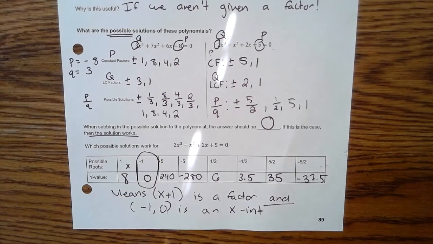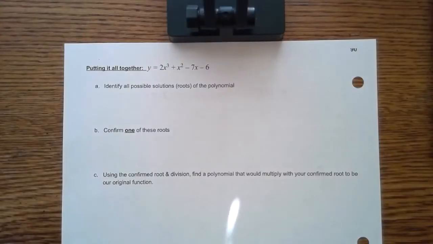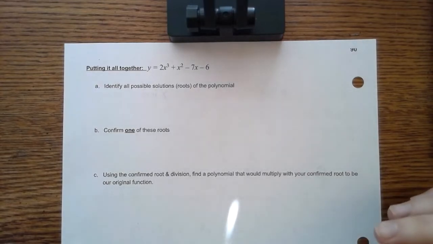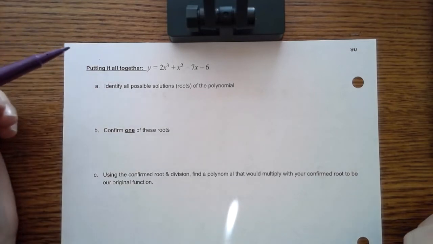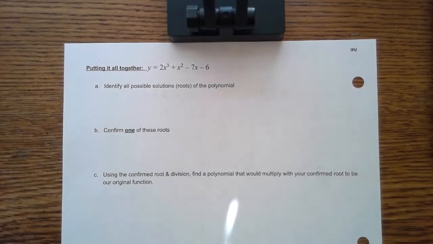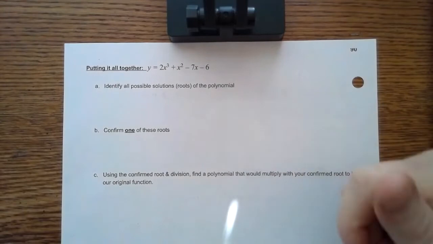Okay, let's move on. Remember, guys, highlight and write down any questions you have. Okay, so putting it all together. Identify all possible solutions or roots of the polynomial. So, looking at our polynomial, basically I can ask a question that says like graph this by hand. And to graph it, you're going to have to do a few strategies, and rational root theorem is going to be one of them. So let's just go in order.